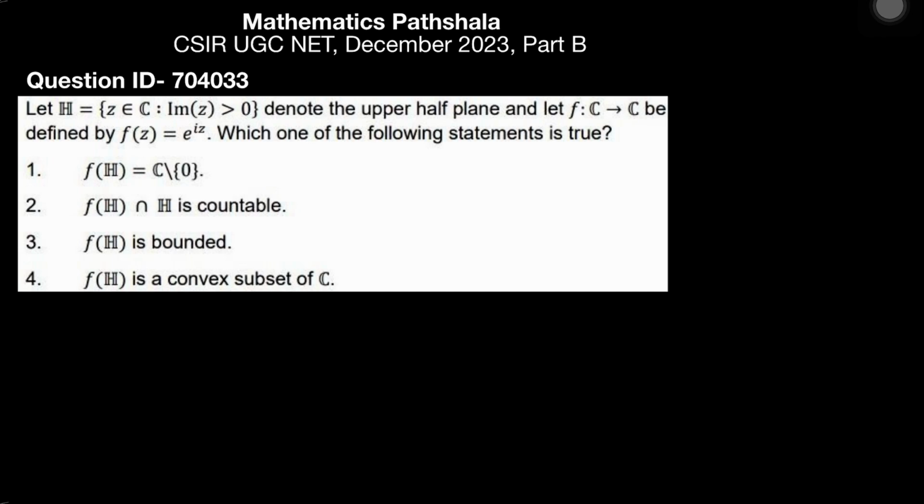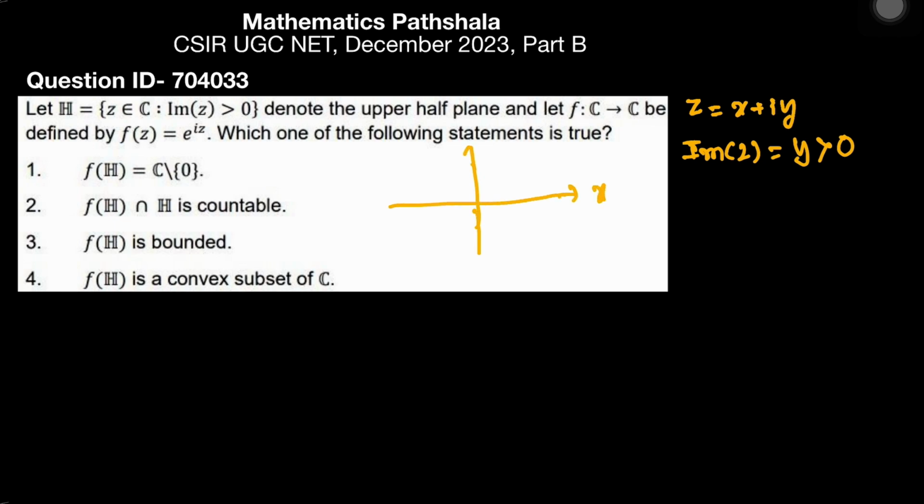So let z equal to x plus iy. So imaginary of z is y, that is greater than 0. So if this is x axis and this is y axis, imaginary of z greater than 0 means y greater than 0, that means upper half plane.